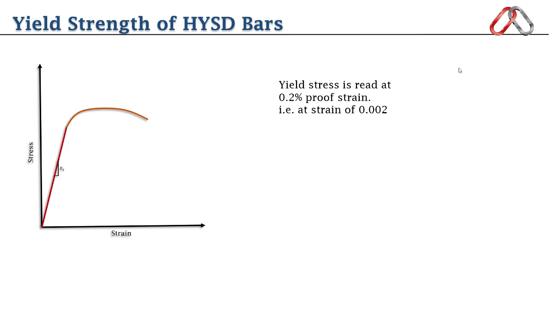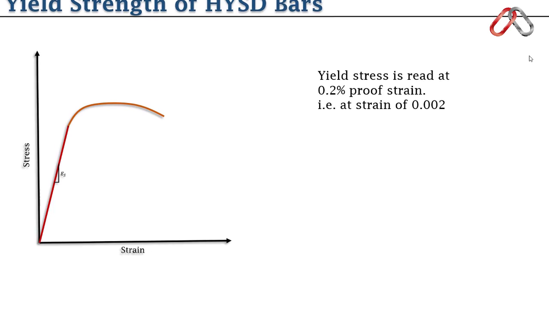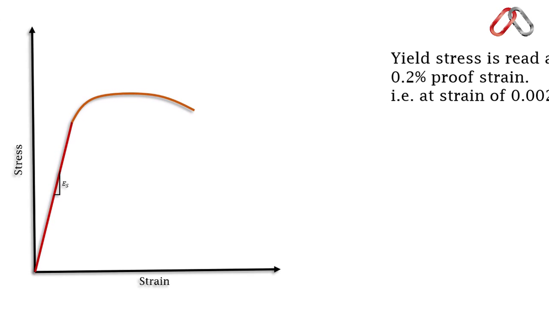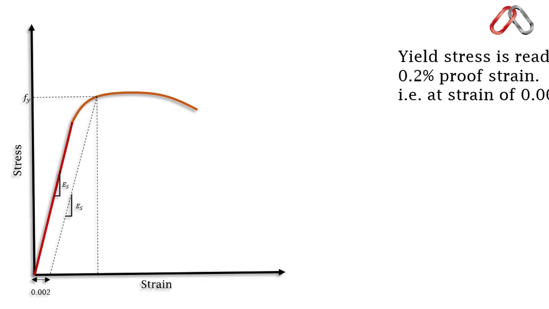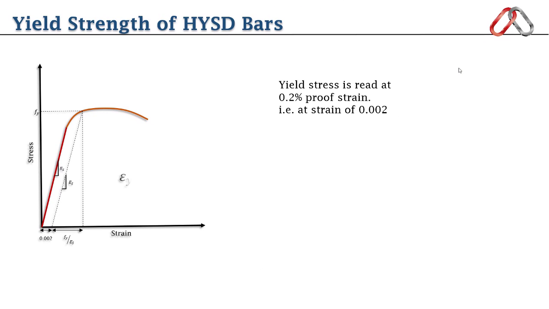The stress corresponding to 0.2% proof strain, or we can say if we take an offset at 0.002 strain, then the corresponding stress is defined as yield point for HYSD bars. Hence, the total strain at yield point becomes 0.002 proof strain plus the strain found by Hooke's law, Fy over modulus of elasticity Es.